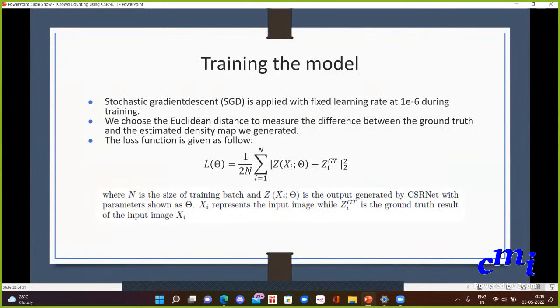Next, we'll train the model. We have used the stochastic gradient descent algorithm for training the model, with one fixed learning rate of 10 to the power minus 6 during the training. For the loss function, we have used the Euclidean distance, the difference between the ground truth and the estimated density map generated by the model. In this loss function, N is the size of the training batch, Z of xi, theta is the output generated by the CSRNet, and Z of GT is the ground truth generated from the previous algorithm.